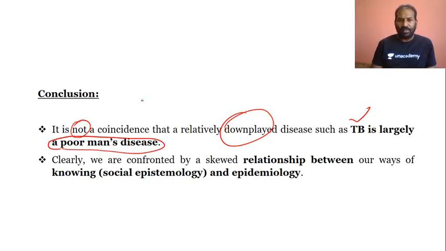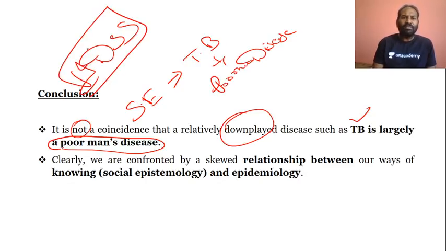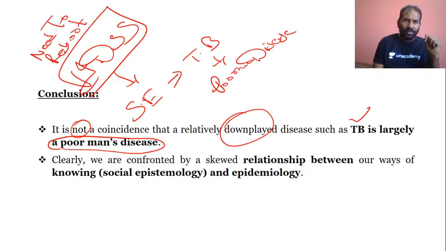Definitely, TB is largely a poor man's disease, and TB is the silent epidemic. So what is important when we are talking about India's disease surveillance system? We have to focus on the silent epidemics. That is the entire nutshell. And what we are saying is there is a need to reboot the existing India's disease surveillance system, especially focusing on the silent epidemics.